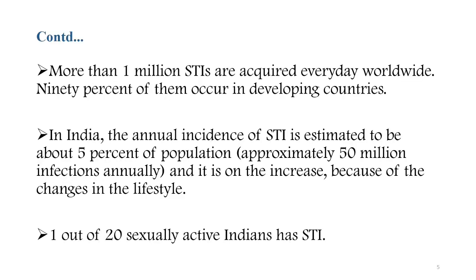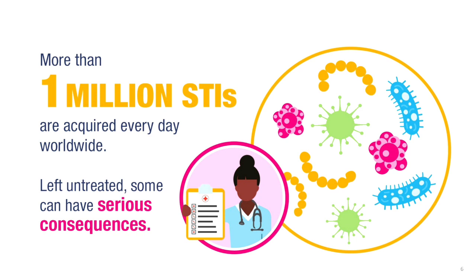More than 1 million STIs are acquired every day worldwide. 90% of them occur in developing countries. In India, the annual incidence of STI is estimated to be about 5% of population, and it is on the increase because of the change in the lifestyle. One out of 20 sexually active Indians has a sexually transmitted infection. I have previously mentioned that more than 1 million STIs are acquired every day worldwide. Left untreated, some can have serious consequences.